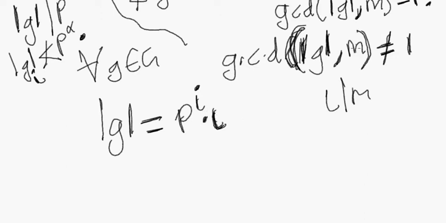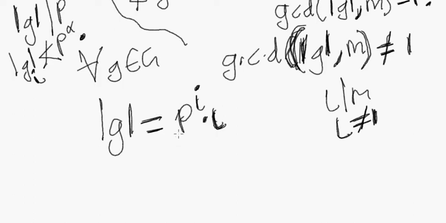where L is a divisor of M, and we're trying to emphasize that L does not equal 1, right? Because if L were equal to 1, then we're just saying the order of G equals P to the I, which is something we've already been looking for. So does this follow that if the order of G and M have something in common, then the order of G is of the form P to the I times some L, a divisor of M, and this L is not just 1? It's just some other non-1 divisor.